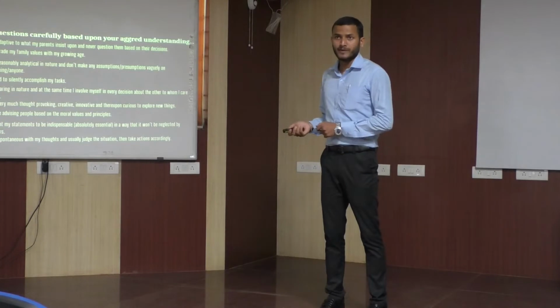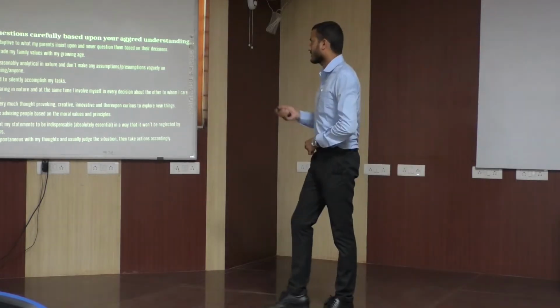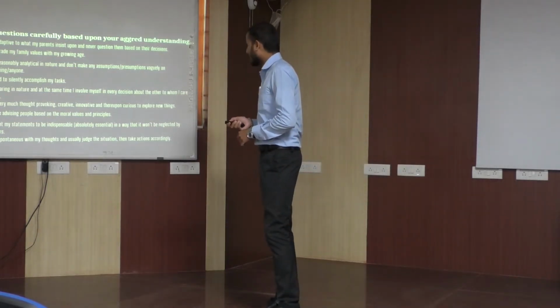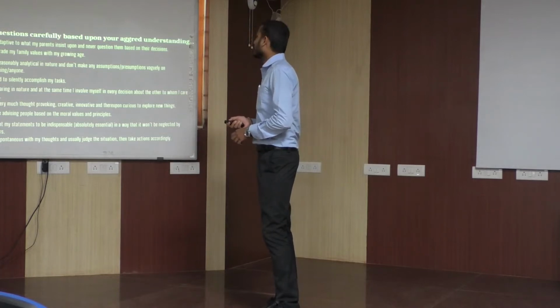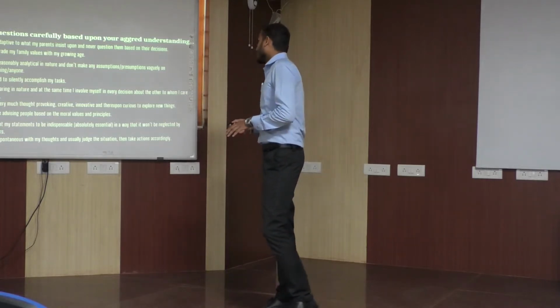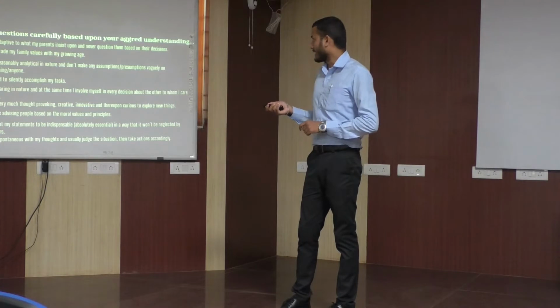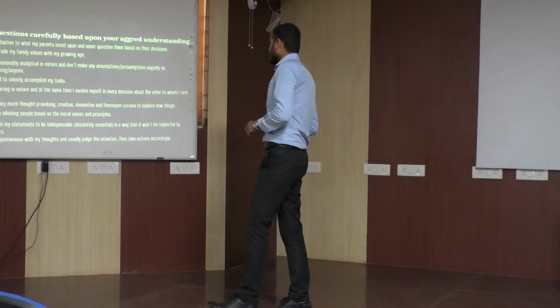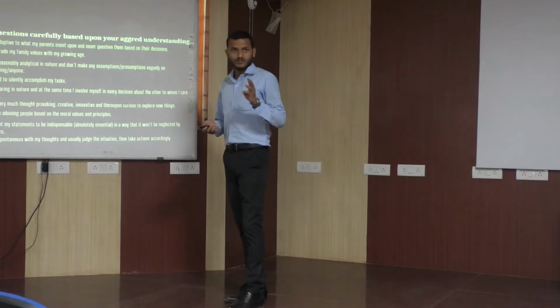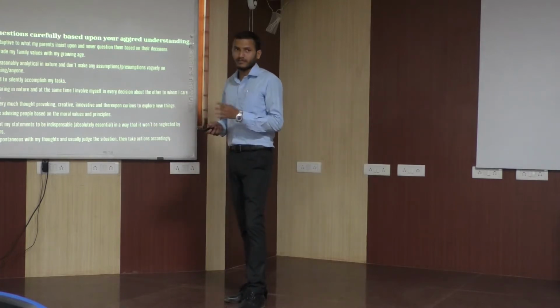Read the statements, and whichever statement you feel you agree with, make a circle in your box. Yes, sir. So the first statement is: I adapt to what my parents insist upon and never question them based on their decision. It means I do not take any decision, or I do not question when my parents take some decision. If you agree, circle sentence number 1. Statement number 2: I upgrade my family values with my growing age. Statement number 3: I am reasonably analytical in nature and don't make assumptions or presumptions vaguely on anything or anyone. If you agree, then please circle.